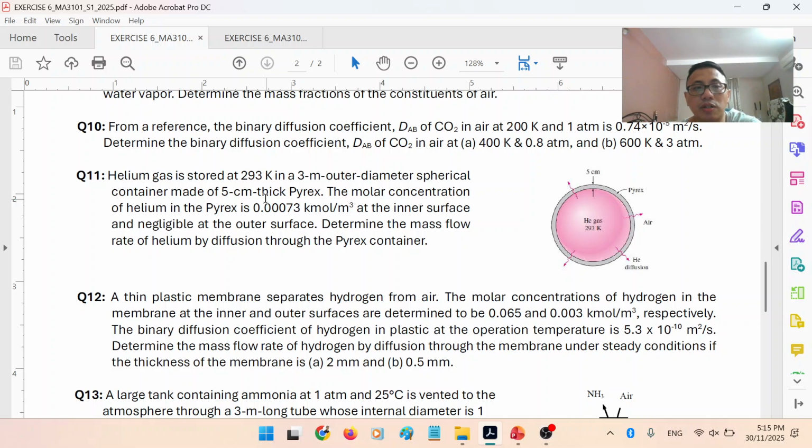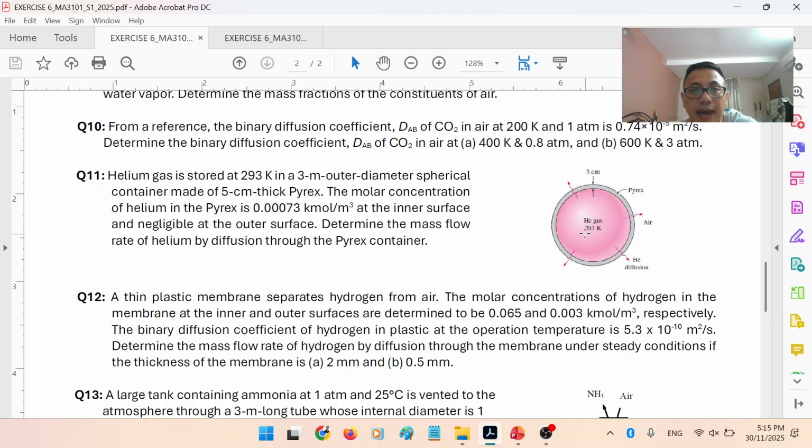The molar concentration of helium in the Pyrex is 0.0073 kilomole per meter cubed at the inner surface and negligible at the outer surface. Determine the mass flow of helium by diffusion through the Pyrex container. A sketch of the problem is given here.